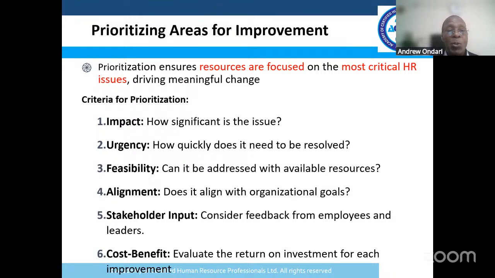And lastly, we do a cost-benefit analysis. What are the returns we are going to get from the improvements that we are going to make? If the returns are very low and the cost is very high, then there's no need of undertaking that exercise. But if the returns are very high, it also means that we are going to benefit as an organization.